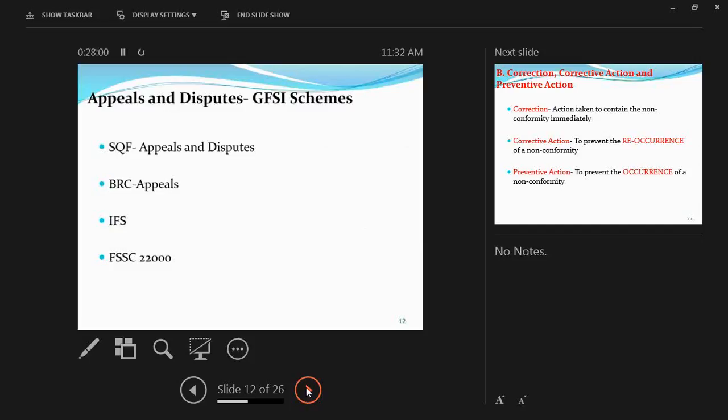What about IFS? Again, because all these standards are under 17065, their requirements are similar. In the case of IFS, the certification body shall have a documented procedure for the consideration and resolution of appeals against the results of an audit. Okay. And in the case of FSSC 22000, the requirements are similar. CBs shall have arrangements for appeals and complaints. And it refers to clauses 9.7 and 9.8 of the ISO 17021 standard. Okay.